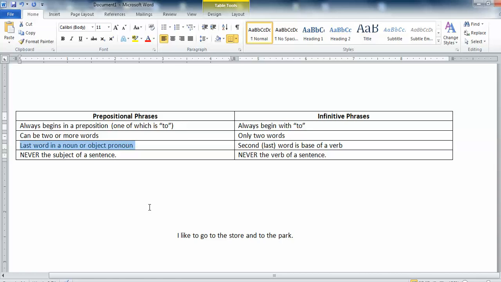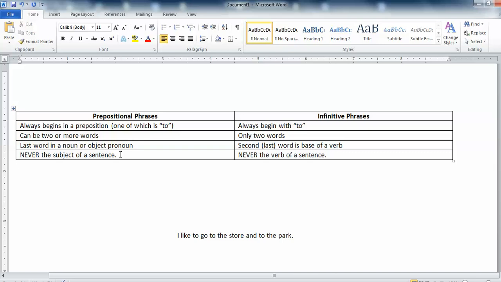But a prepositional phrase, the last word is a noun or an object pronoun. The last word, meaning the second word, right? Because an infinitive is only two words. The last word in an infinitive phrase is the base of a verb. Okay, so there's a big difference. The prepositional phrase ends in a noun or an object pronoun. The infinitive phrase ends in the base of a verb. Big difference there, okay? And here's another thing you need to know.